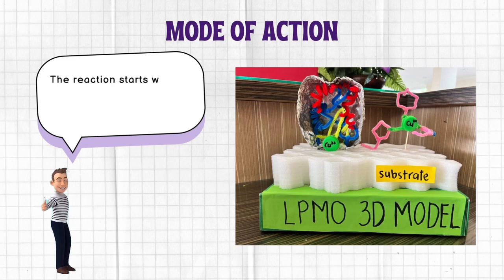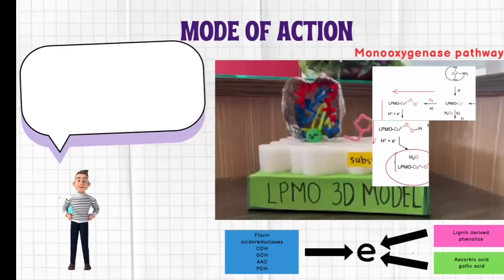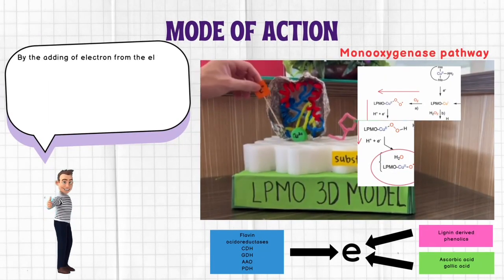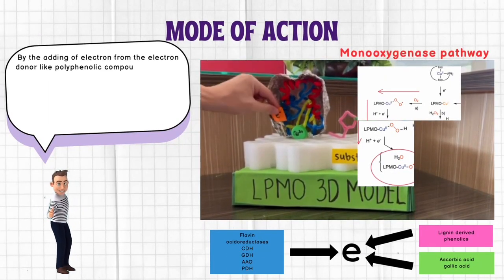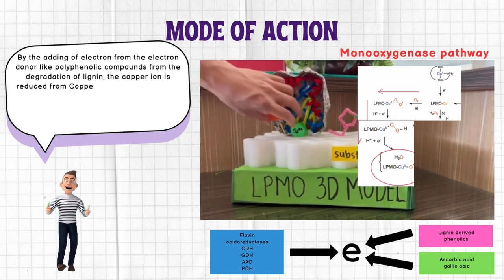The reaction starts with the activation of the mononuclear copper active site of LPMO. By the addition of an electron from an electron donor, like polyphenolic compounds from the degradation of lignin, the copper ion is reduced from copper 2+ to copper 1+.